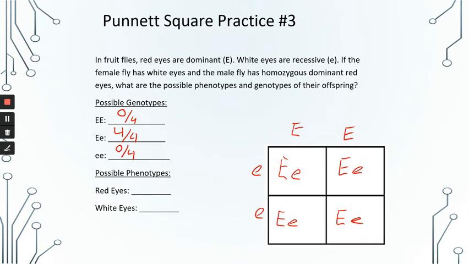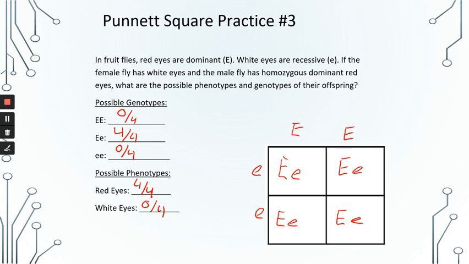Okay. And now look at the possible phenotypes. Remember, red is dominant, so if it has at least one dominant allele, it will have the dominant trait. And so every single box has at least one dominant allele, so there is a 4 out of 4 chance that their offspring will have red eyes, and a 0 out of 4 chance that their offspring will have white eyes. I know there's 0 out of 4 for white because none of them are lowercase e, lowercase e.